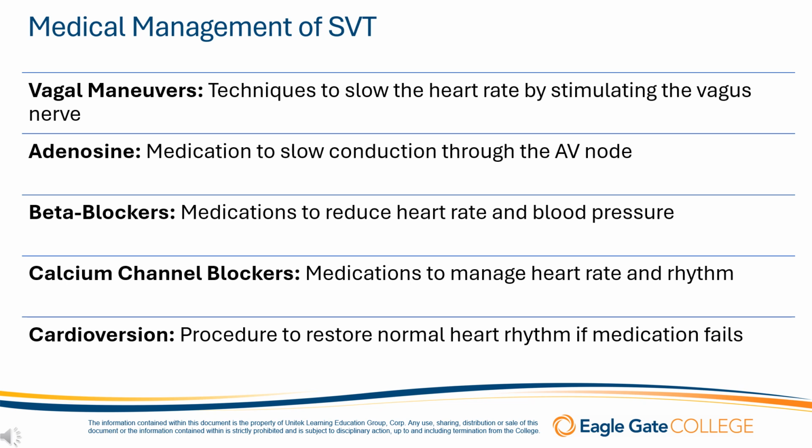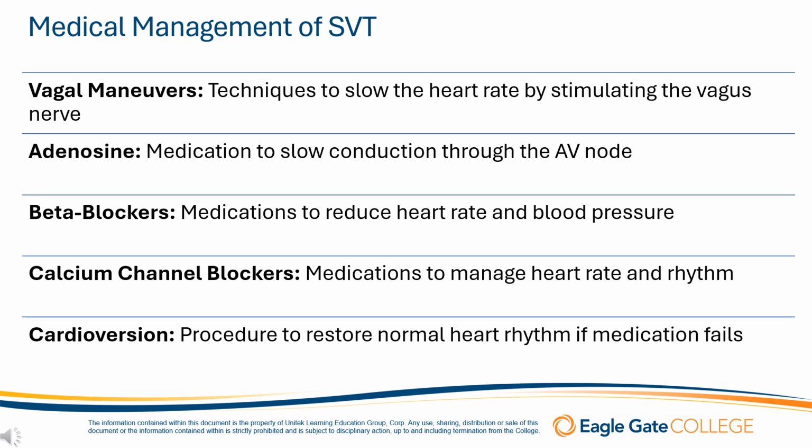Cardioversion is a medical procedure used to restore normal heart rhythm in patients with SVT who do not respond to medication. It can be performed using electrical or pharmacological methods. Electrical cardioversion involves delivering a synchronized electrical shock to the heart through paddles or patches placed on the chest. This shock resets the heart's electrical activity and restores normal sinus rhythm.